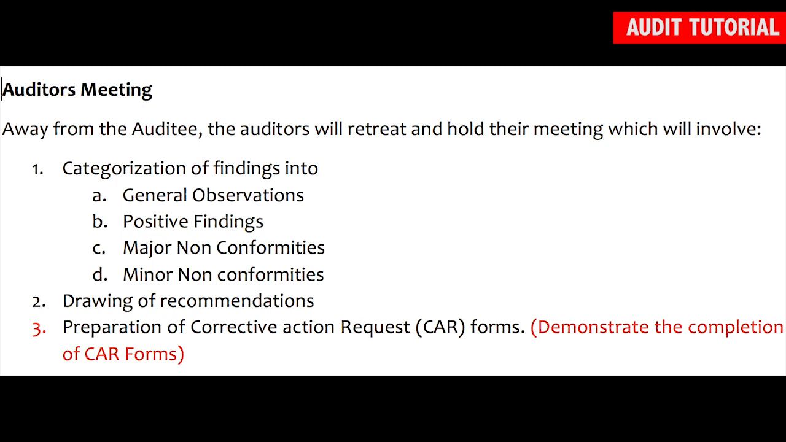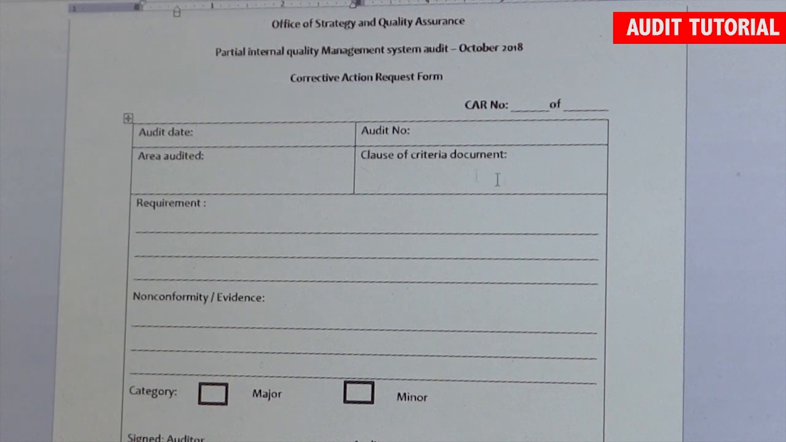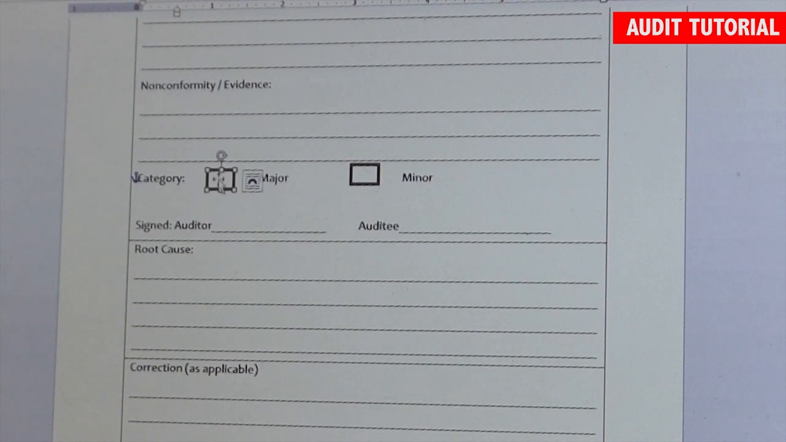Then the auditors will draw the recommendations and also prepare the corrective action request forms. We had shown how the corrective action request form looks. This is how it looks. After we have decided on the nonconformities, it's only the nonconformities that are transferred into the corrective action request forms. So you'll enter the details of the audit there, the nonconformity itself and the evidence for it in that space, and then categorize this whether it is major or minor.